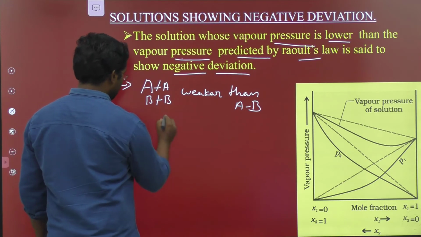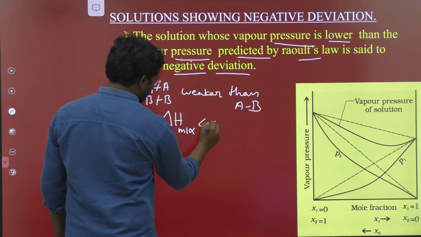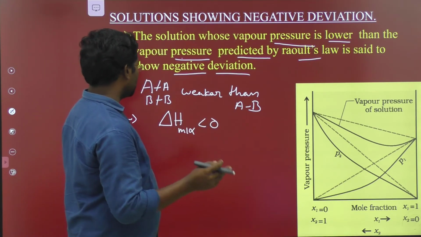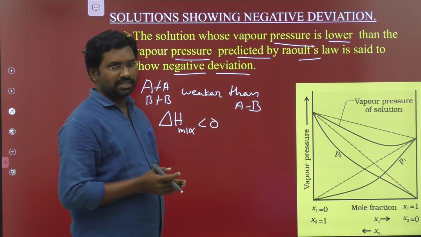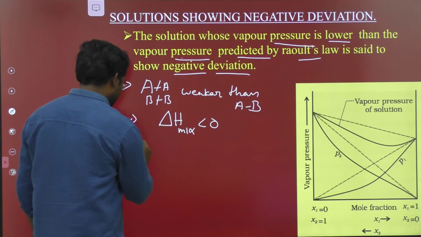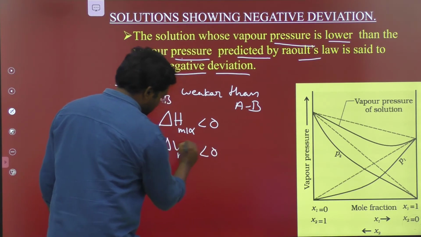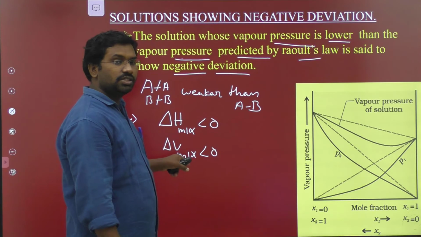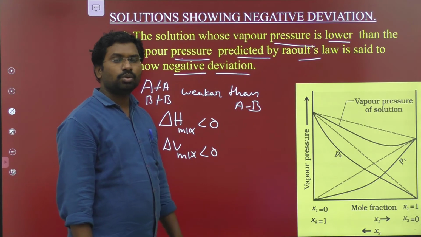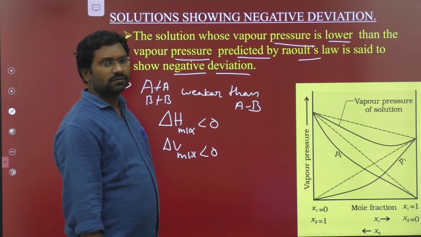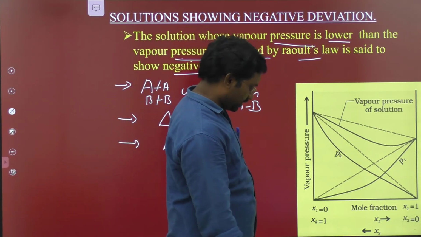Next, another condition is delta H mix less than 0. That means the change in the enthalpy of mixing of two components to form a solution is less than 0. And the next condition, delta V mix less than 0. The change in the volume when two components form a solution is less than 0. The solution exhibits a negative deviation. So these are the conditions regarding a solution exhibiting negative deviation.